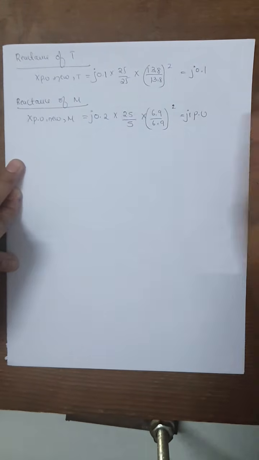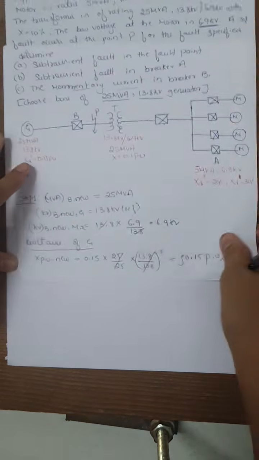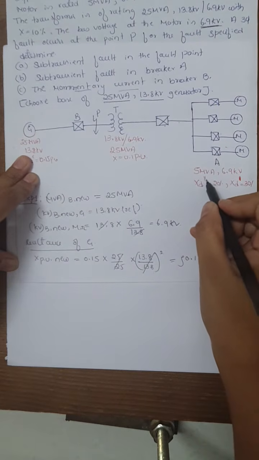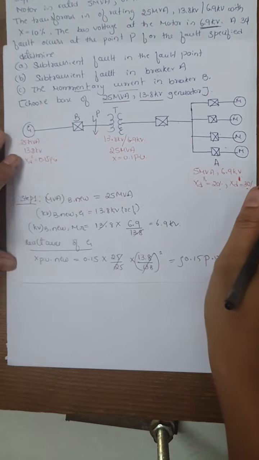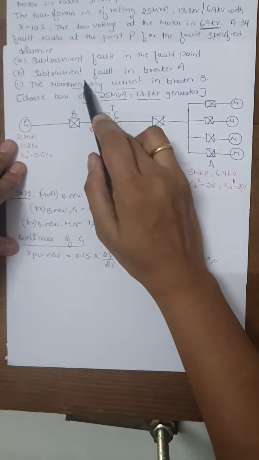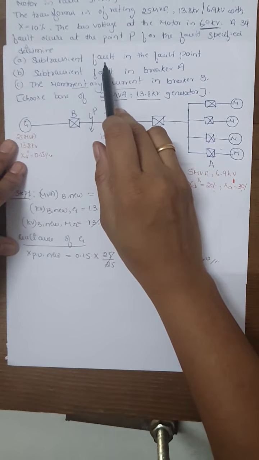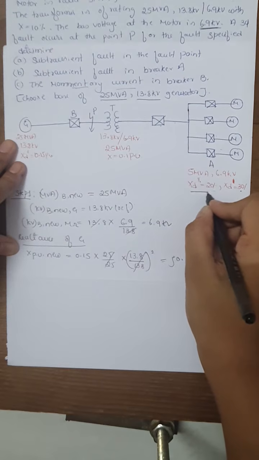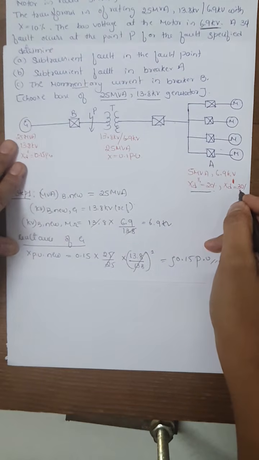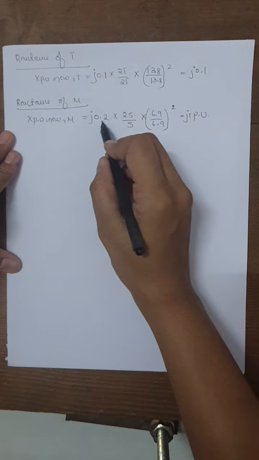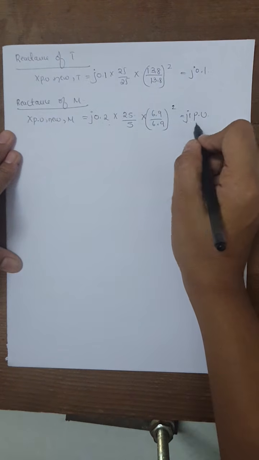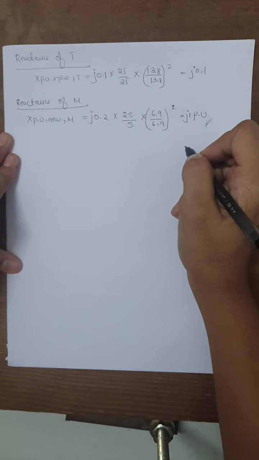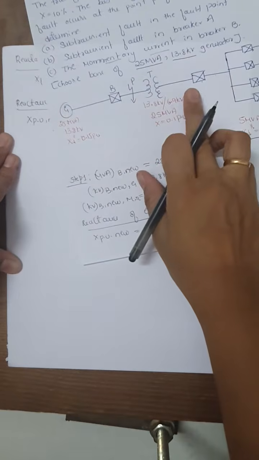Next, coming to the motor reactance calculation, look at the given data here. Two reactances are given: subtransient reactance X'' is 20% and transient reactance is 30%. But in the problem, everywhere they ask you to find the subtransient values. So it is better to take the subtransient value of 20% instead of 30%. Here I have done the reactance calculation only for the subtransient value of 20%, that is j0.2 per unit. So this is the answer, j1 per unit. Next we have to draw the per unit reactance diagram for this given single line diagram.